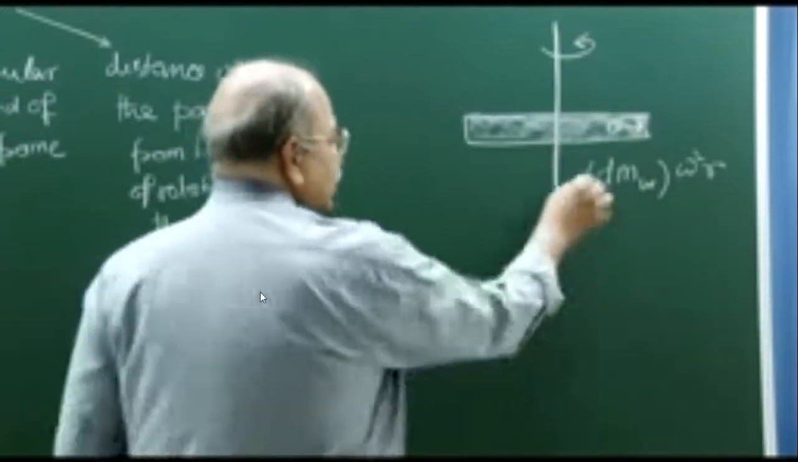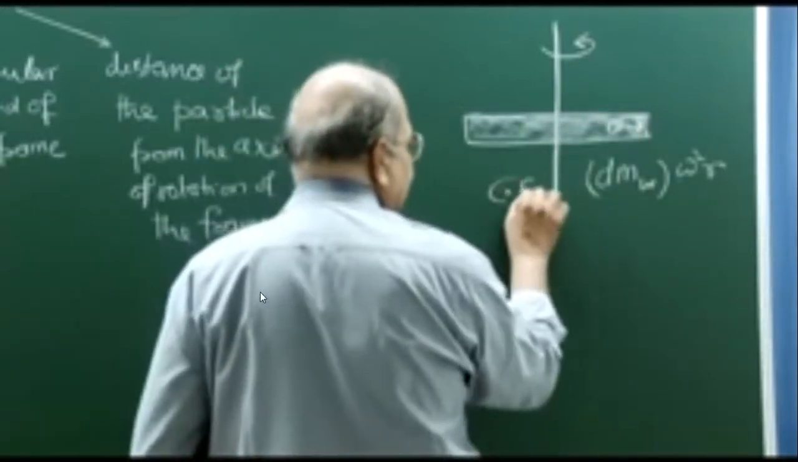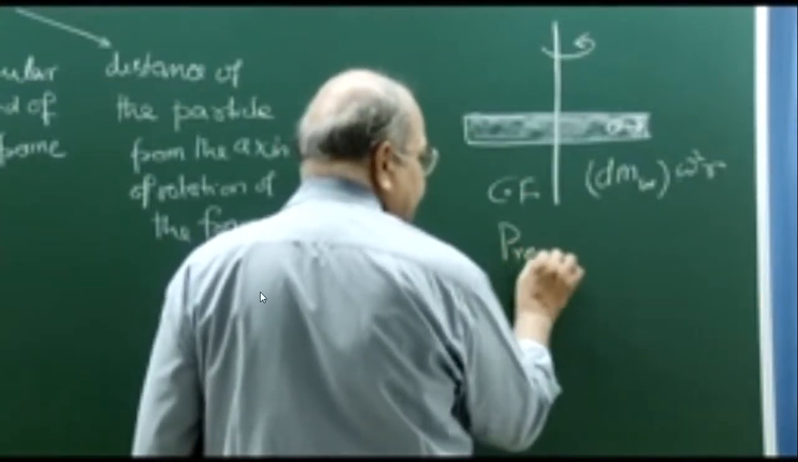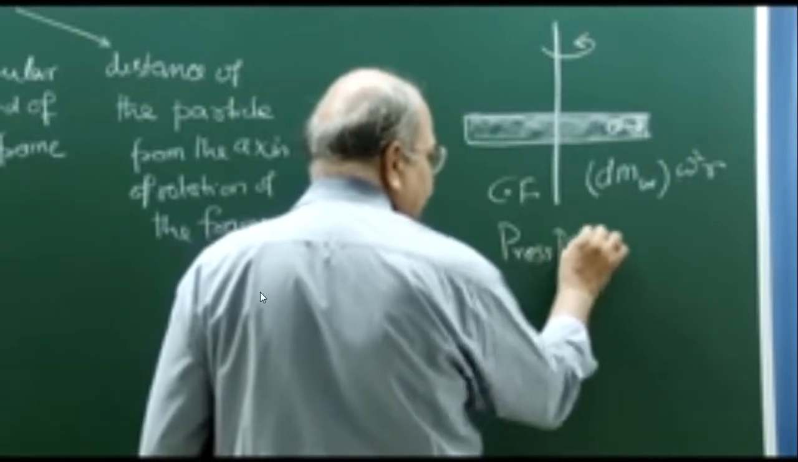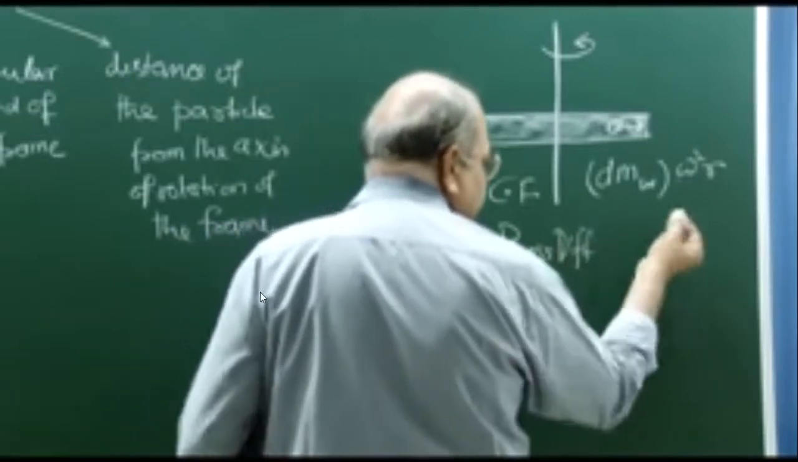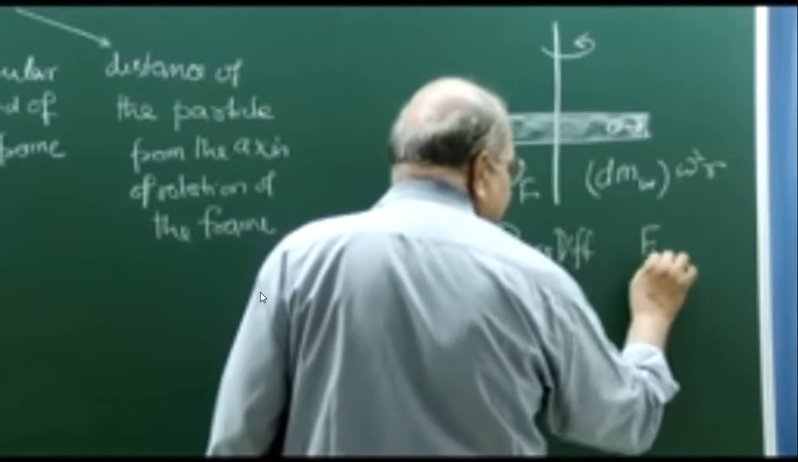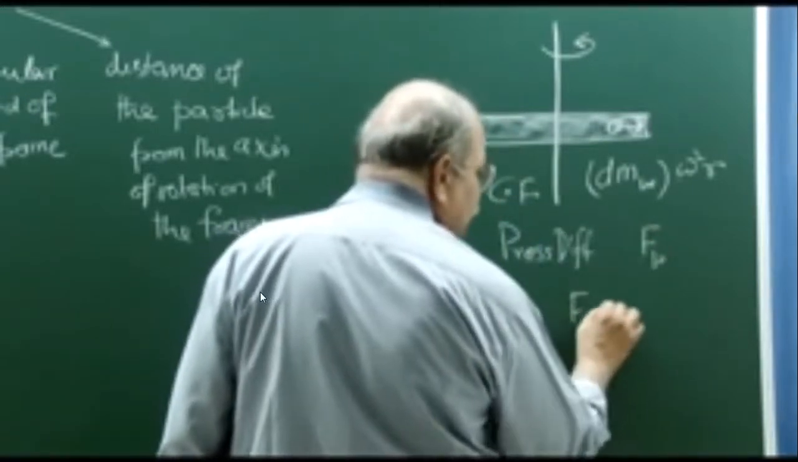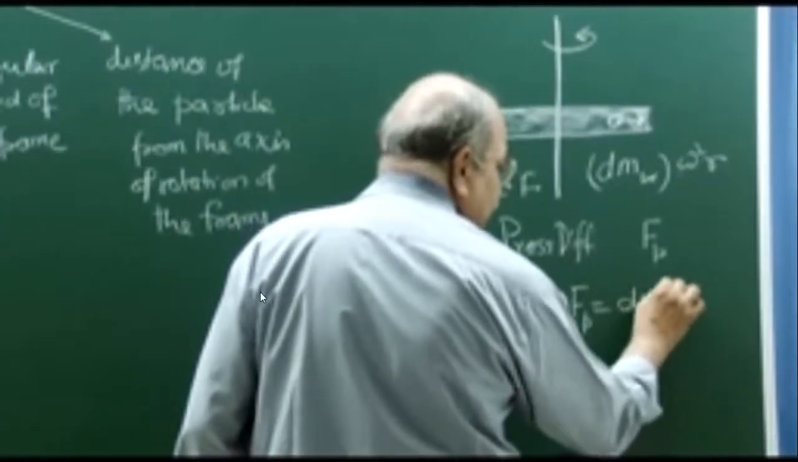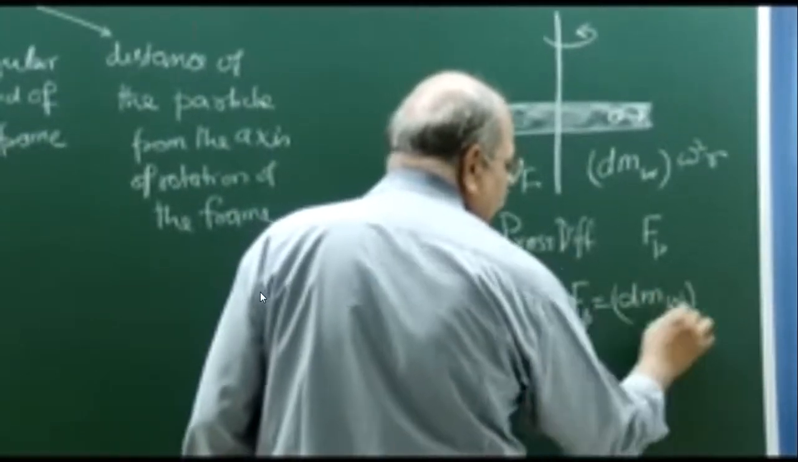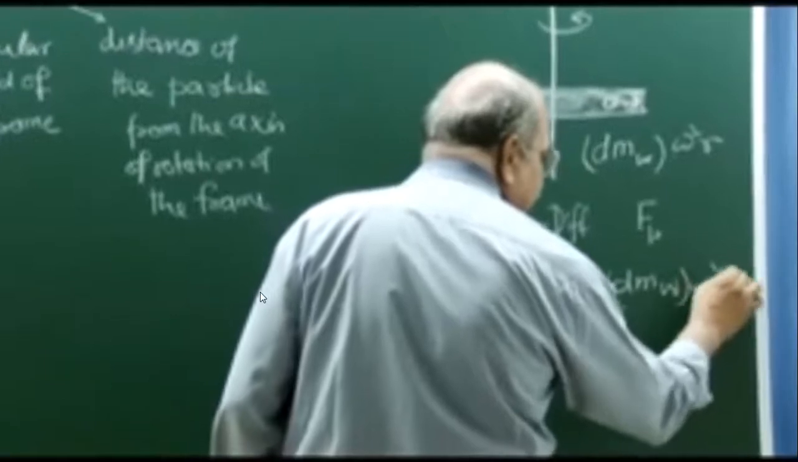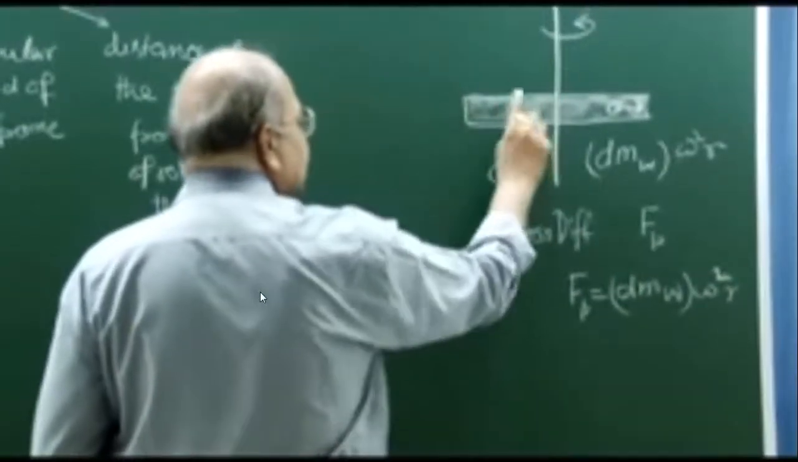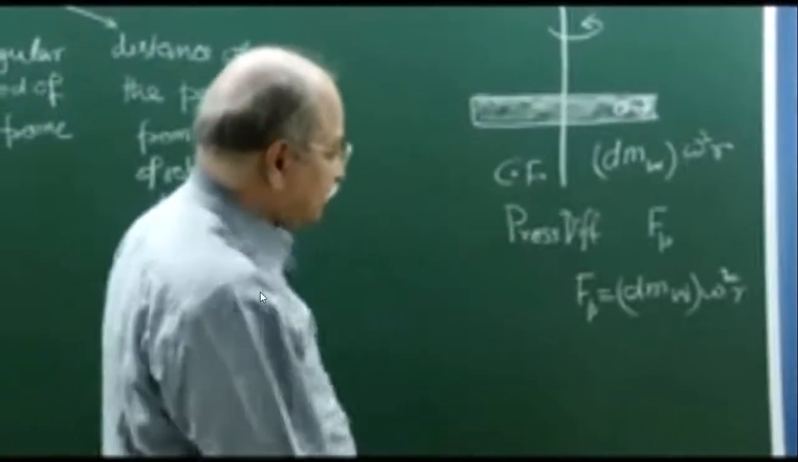So, this is the centrifugal force that I am using, and then I have a force because of that pressure difference, and that force you can write as F P, because of pressure difference. This F P must be equal to this dm W times omega square into r. Omega is the rotational velocity, the angular velocity of the frame, remember.